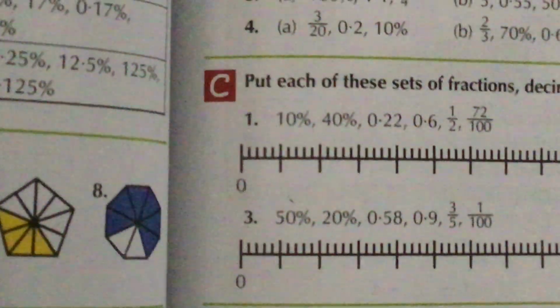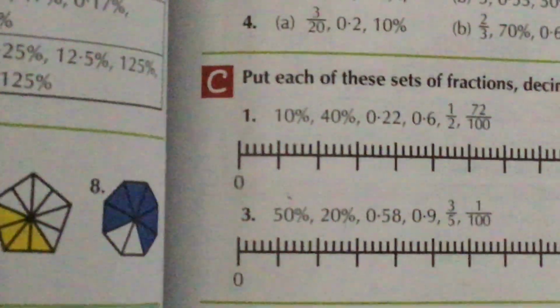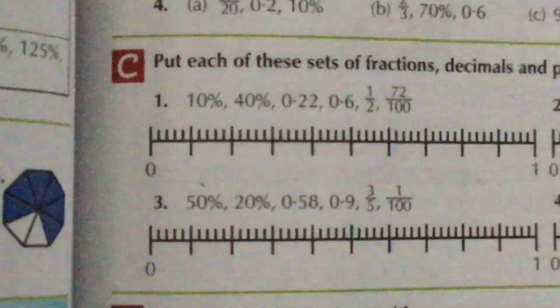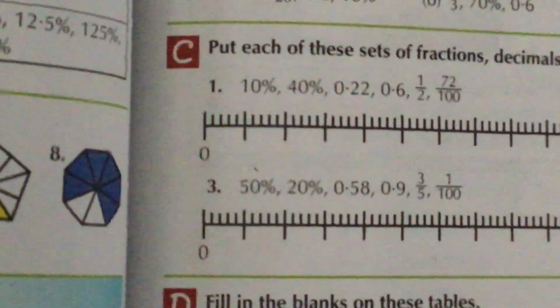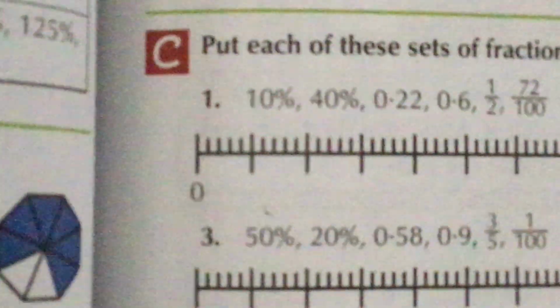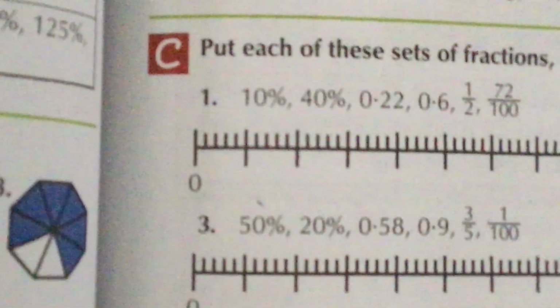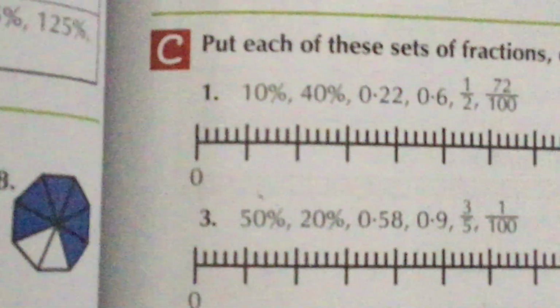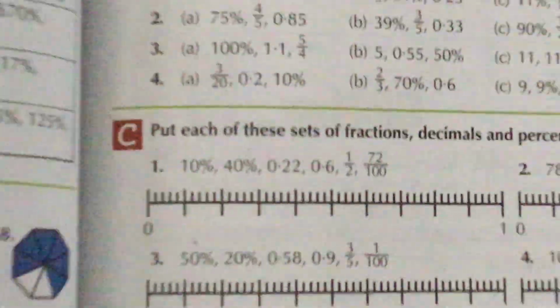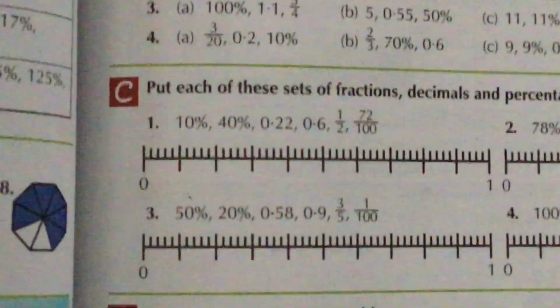10% is here, the big stroke there. 40% is 10, 20, 30, 40 here. 0.22, so that's 10, 20, and the first stroke after the 20. Do you see the very first stroke? It's 10, 20, and then the first stroke after the 20 is 0.22 because they're divided into twos, 2, 4, 6, 8, 10.